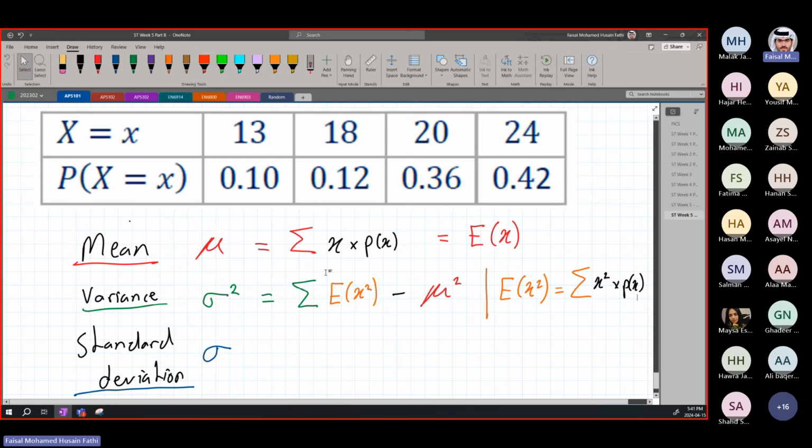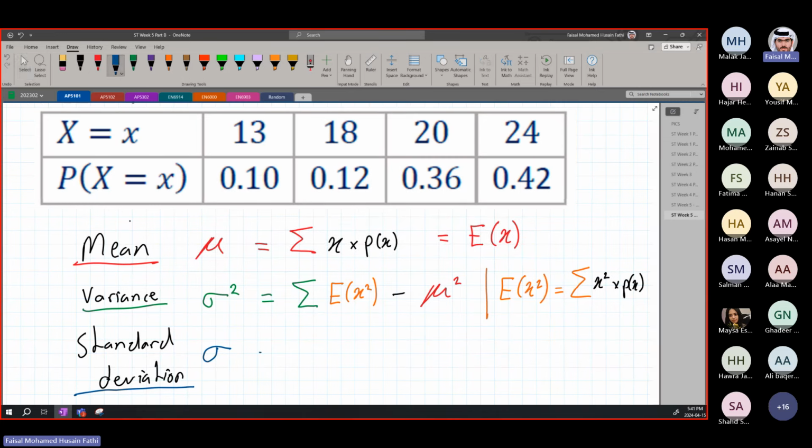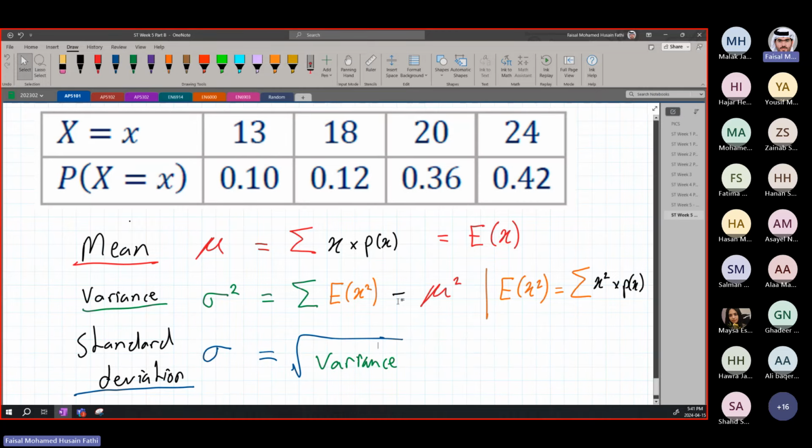So the summation of E of x squared, so we're going to be squaring the x's and then multiplying by the probabilities, minus the average that we have already calculated, or the mean that we have calculated from the first equation. And sigma, or standard deviation, is the easiest one because it's just equal to the square root of the variance that we get. That is all you have to do for standard deviation.